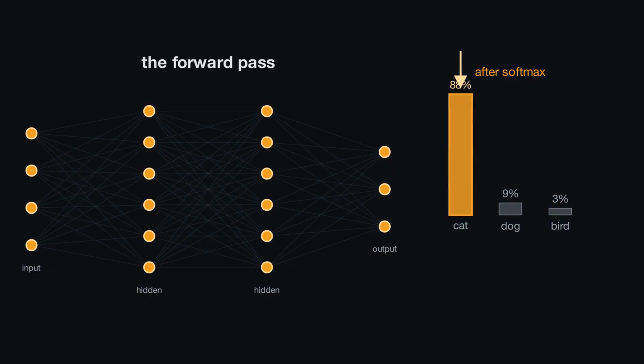Often we just want one final answer, not 3 percentages. So to decide, the network simply picks the tallest bar. That move has a name. It is called Argmax, which just means choose the option with the highest score. Here, that answer is cat.